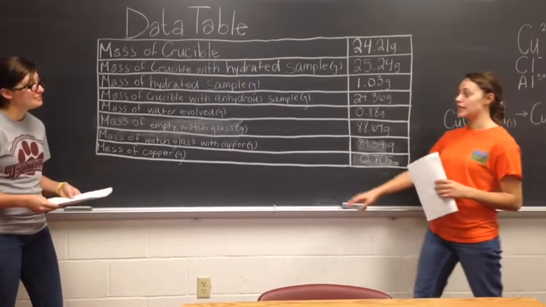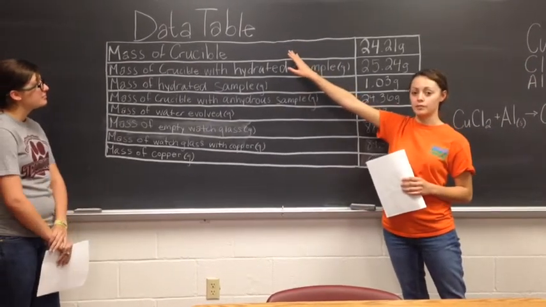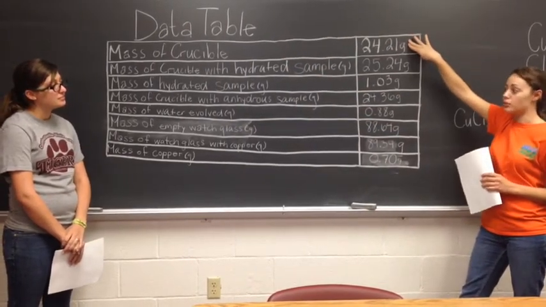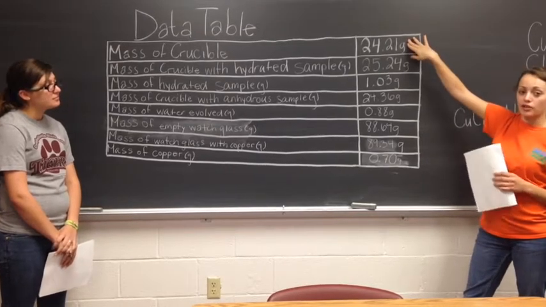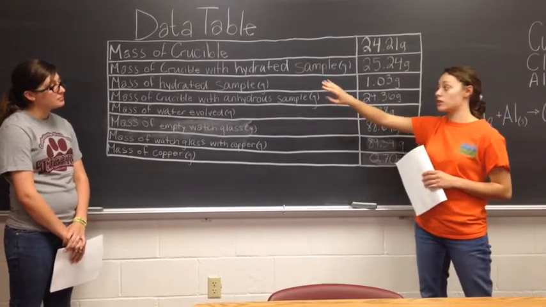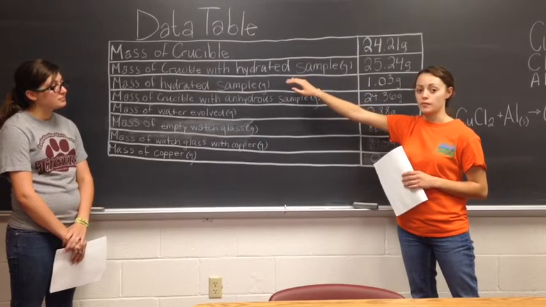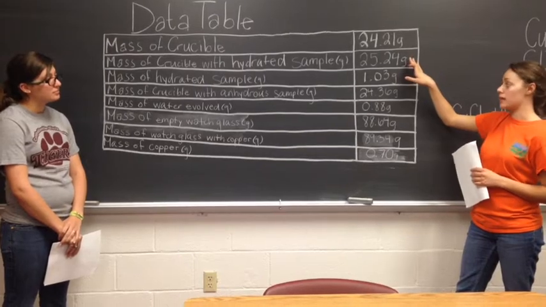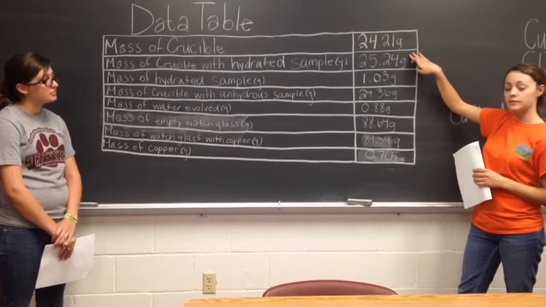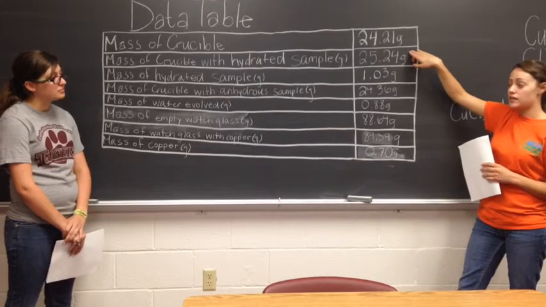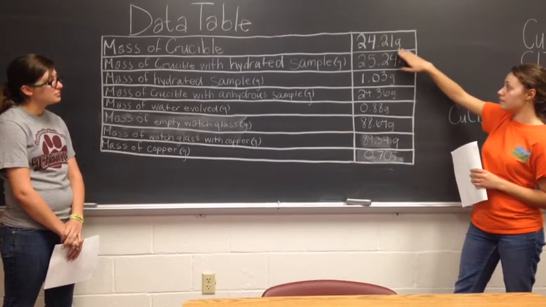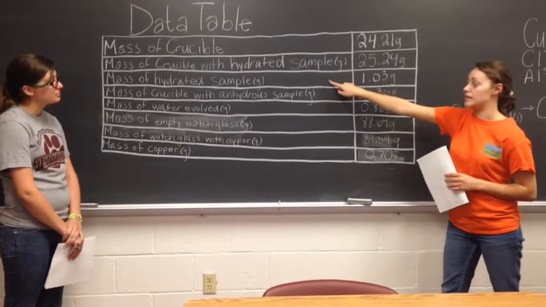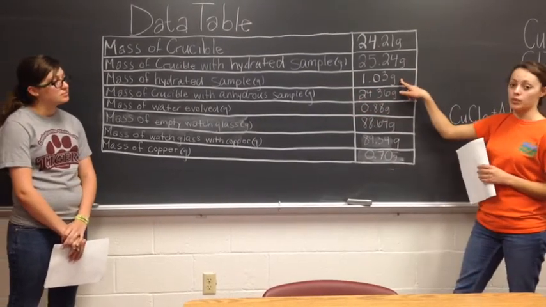You want to start by getting the mass of a clean, dry crucible. For our specific experiment, we got that mass as 24.21 grams. Next, we used a micro spatula to transfer our sample into a crucible, and we got that mass with the crucible and the sample as 25.24 grams. As this was our beginning hydrated sample, we took the mass of the crucible and subtracted it from the mass with the sample to get the mass of our hydrated sample as 1.03 grams.